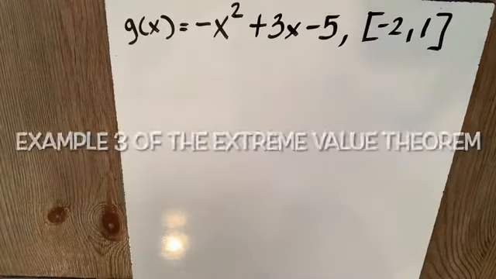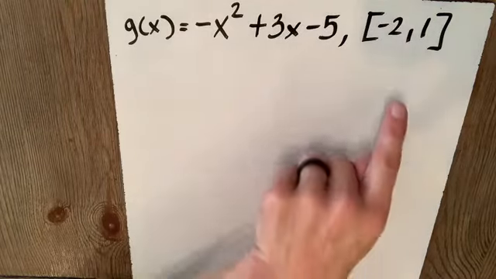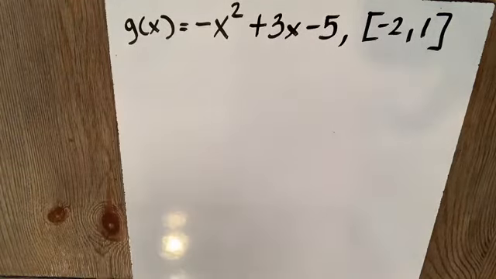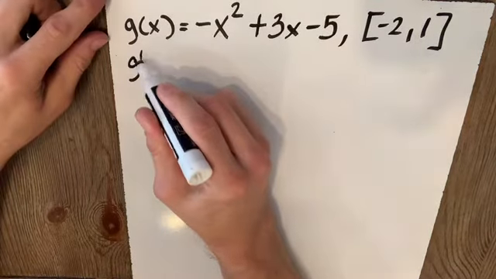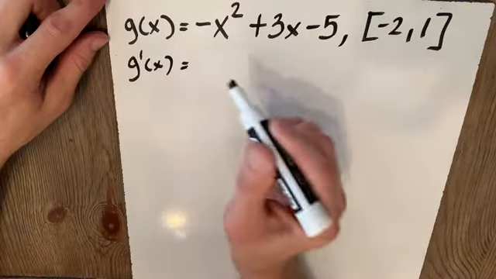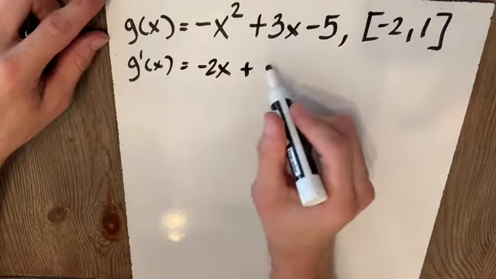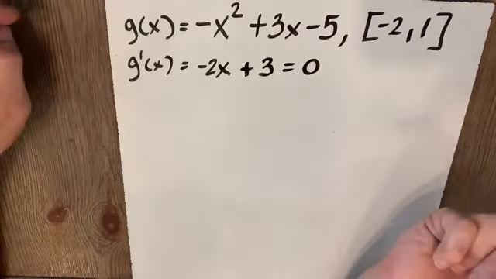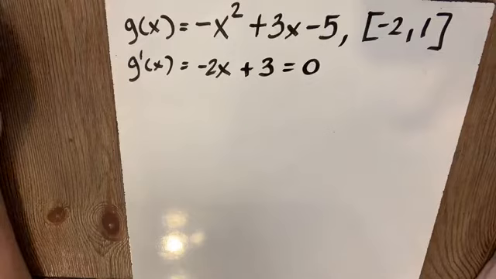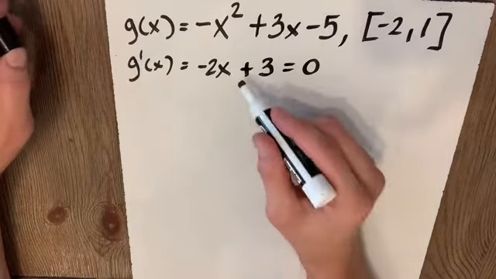If we're asked to find the extrema on this particular function with this closed interval, of course, our first step will be to find our derivative. g'(x) is equal to multiply and subtract, multiply and subtract. And now we're going to set this equal to 0. That's what we do. We set the derivative equal to 0 to look for those maxes and mins.